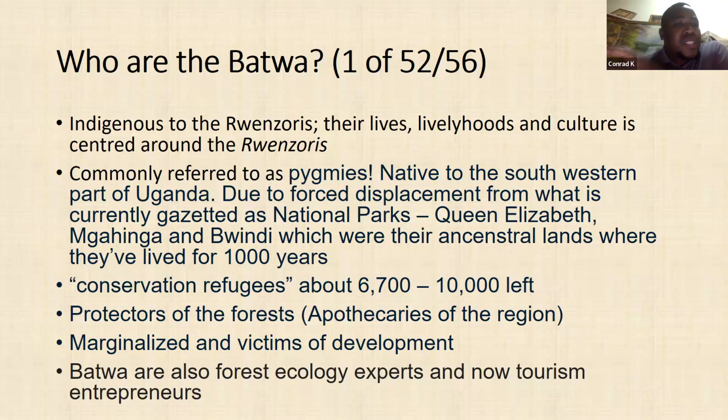They are commonly referred to as pygmies, and they're native to the southern part of Uganda. And due to forced displacement from government, through gazetting of the national parks and protection areas, they have lost their ancestral lands where they have lived for over 1,000 years. And now they are referred to as conservation refugees because they are protectors of the forest and the knowledge, because the heritage and the protection and the sustainability and the tourism still deeply involves them.